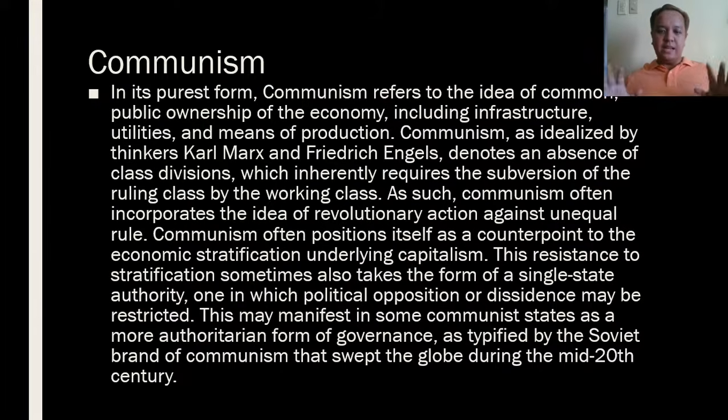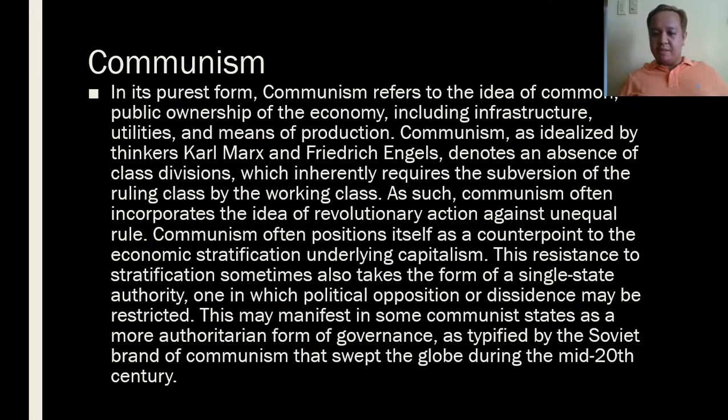So this communist idea was idealized by the thinkers Karl Marx and Friedrich Engels, and denotes an absence of class division, which inherently requires the subversion of the ruling class by the working class. As such, communism often incorporates the idea of revolutionary actions against unequal rule. No? So, yun yung ano yan.